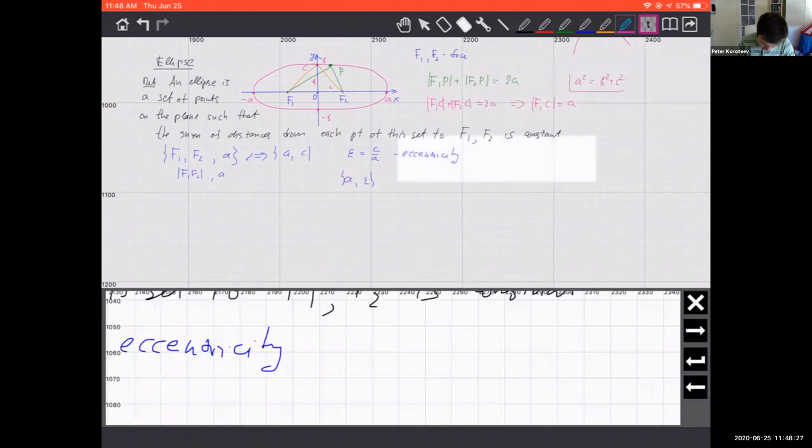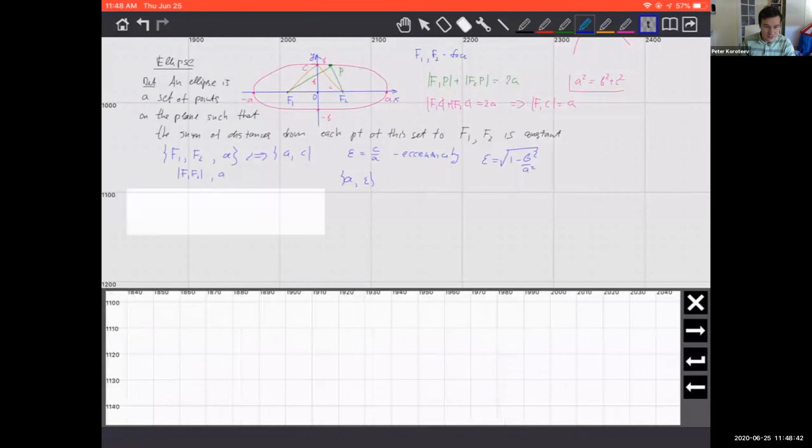So another formula for eccentricity is that epsilon is equal to the square root of 1 minus B squared over A squared. You can get it from here.